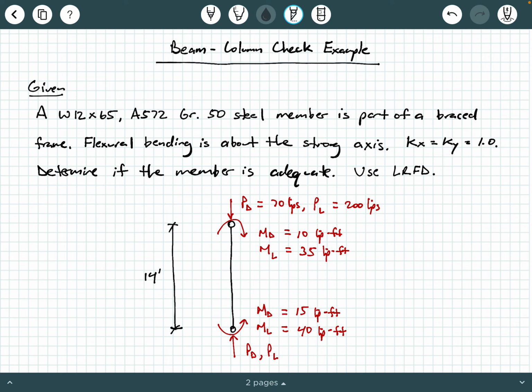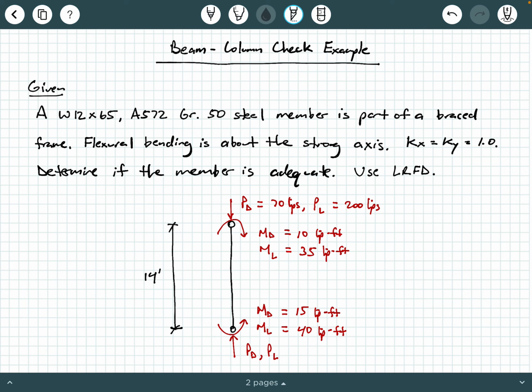We have this 14-foot long member that's part of a braced frame, and it's sustaining axial compressive dead and live loads here at the top and the bottom. You see this axial compressive force at the top and the bottom. The dead load is 70 kips, the live load is 200 kips.